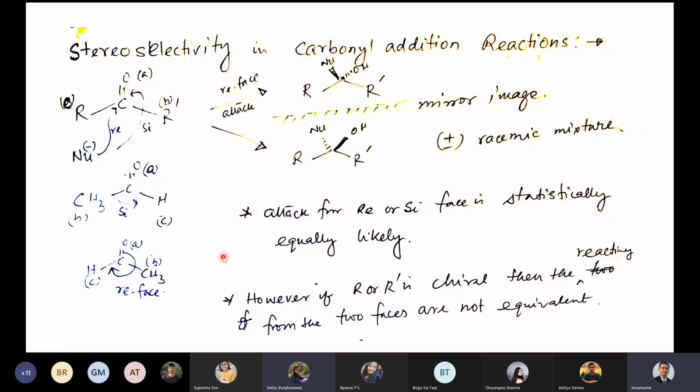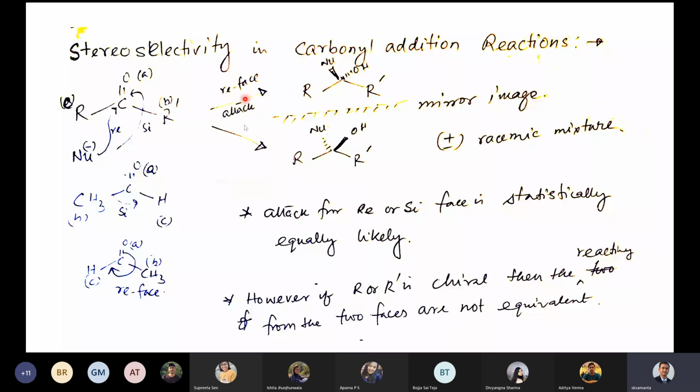Should it not be equal amounts, because the compound is planar, so it can be attacked from either side? Yes, excellent. This is an excellent answer. It is very obvious, correct? So there is no distinction, because the Re phase and Si phase are equal sterically and electronically. So the attack will be from either side, and it will be equal. You will not get any preferential attack in this case, correct?